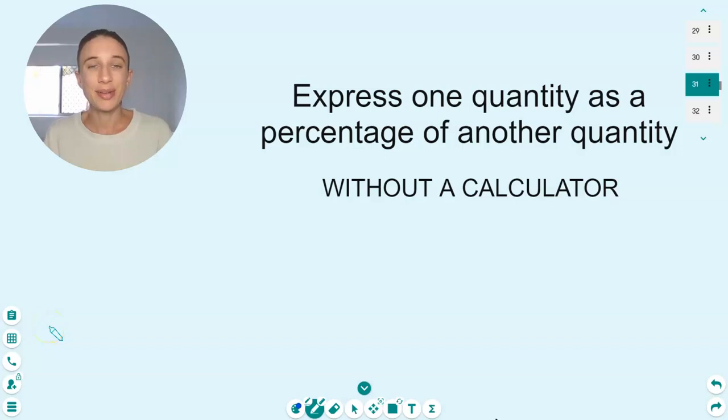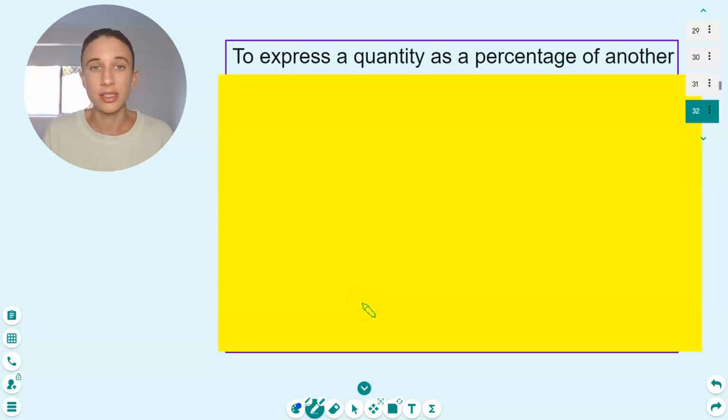Hello, in this video I'm going to show you how to express one quantity as a percentage of another quantity, and we're going to do this without a calculator. So let's check out the process.